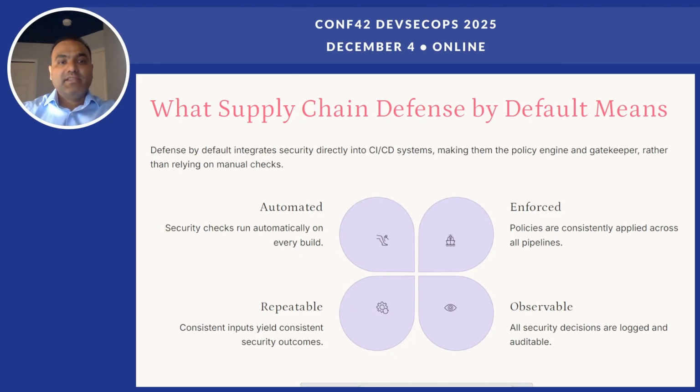So, what does defense by default mean? It means building security into the pipeline so deeply that developers don't have to think about it. Security is not a separate process, not an afterthought, not a manual approval. It's simply how the pipeline operates. Every build automatically generates the evidence which is needed. Every artifact carries the metadata that proves it's trustworthy. Even the deployment is verified by the platform itself, not by a person. When security is by default, it becomes consistent, predictable, and scalable. And developers can stay focused on building, not policing.